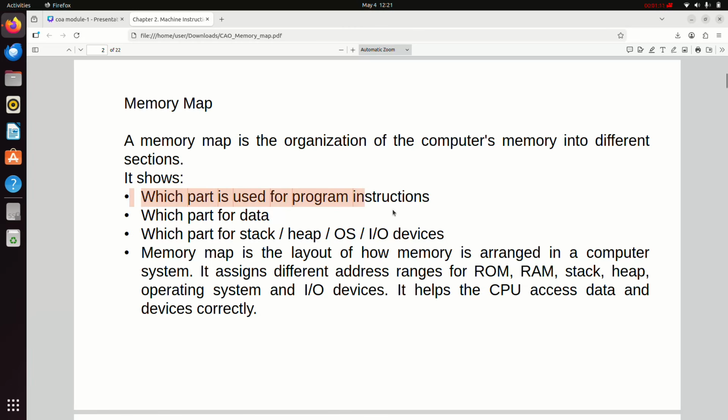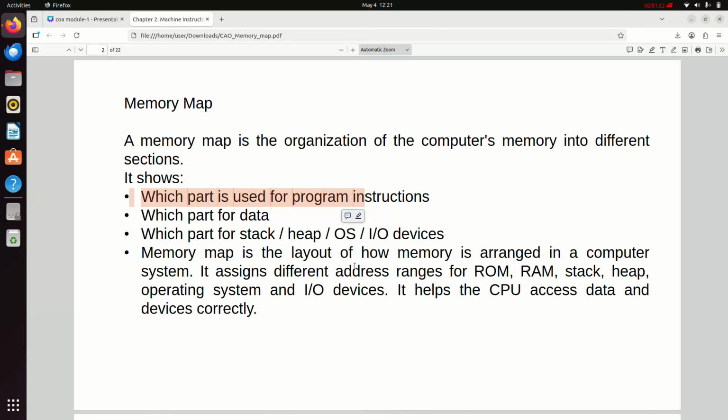How different parts are used means which part is used for program instruction, which part is used for data, which part is used for stack, heap, and so on. That is what memory map gives: how memory is arranged and how different parts are used. So you can say that memory map is the organization of the computer's memory into different sections. Each range is assigned for a specific purpose; for a specific purpose the memory is divided.